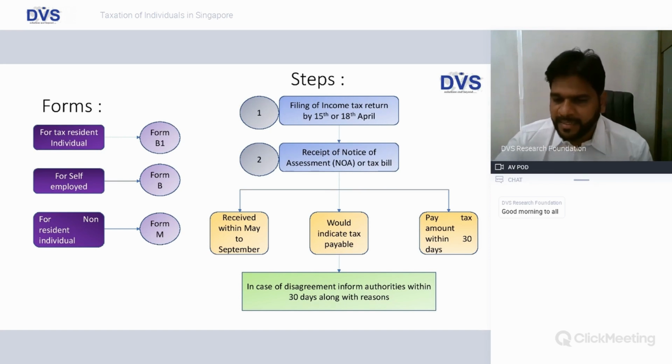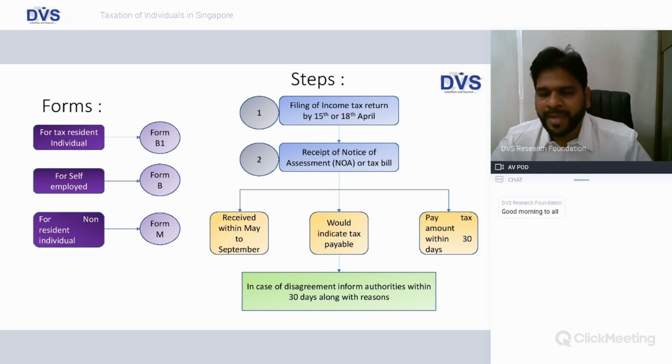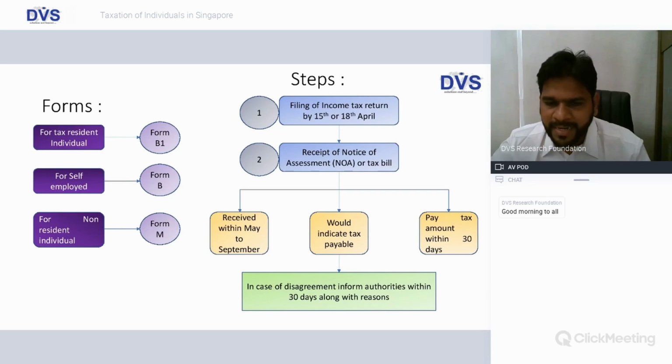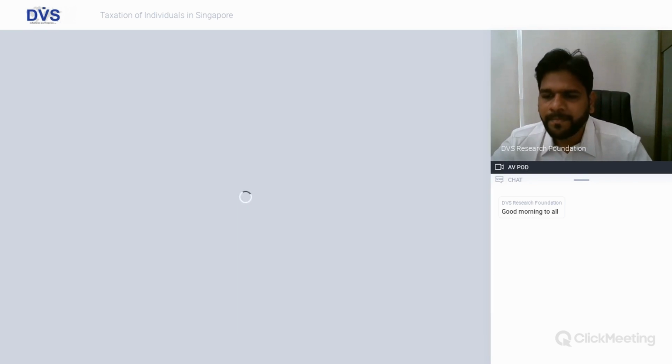In case the assessee has a disagreement with the tax amount calculated by IRAS, within 30 days, he or she will have to intimate IRAS either in person or in writing with the reasons for the disagreement in the income.